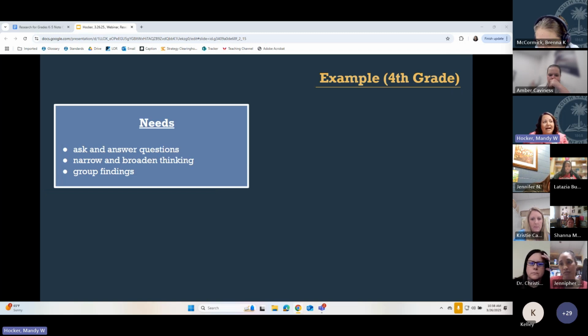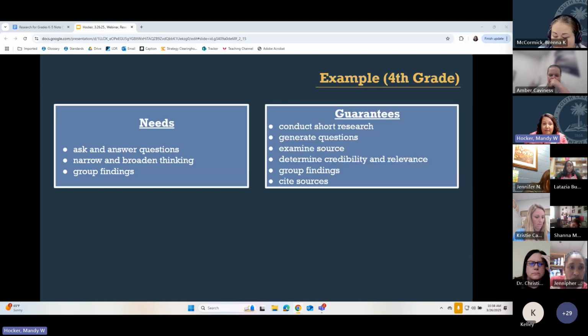For 4th grade, I need my students to come in to my grade level asking and answering questions. I need them to be able to narrow and broaden their thinking based on those questions, and I need them to be able to group the findings of their research together. Now, for me as a 4th grade teacher, again, my heart goes out to you all. There's a lot of things I'm going to guarantee as a 4th grade teacher when you leave my classroom.